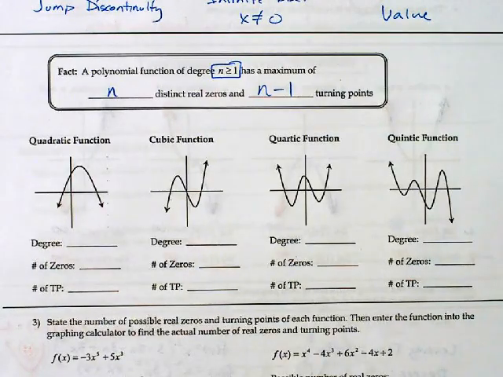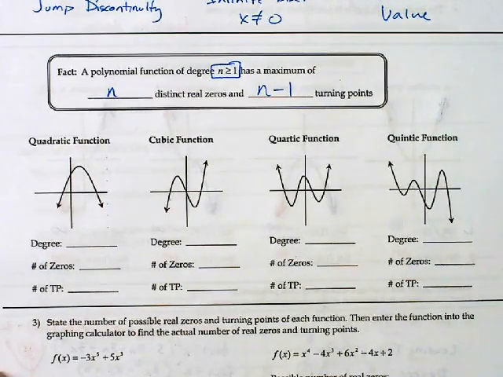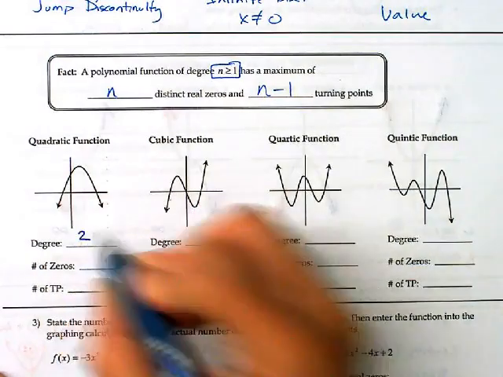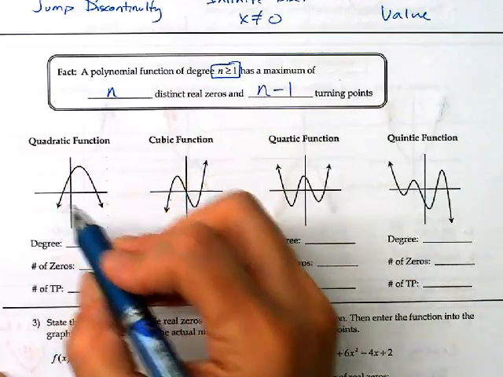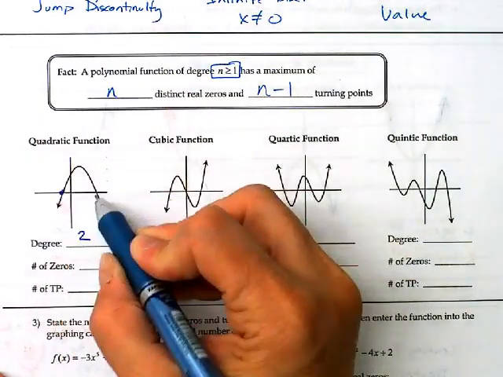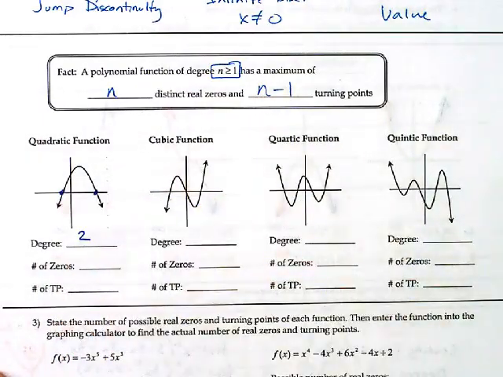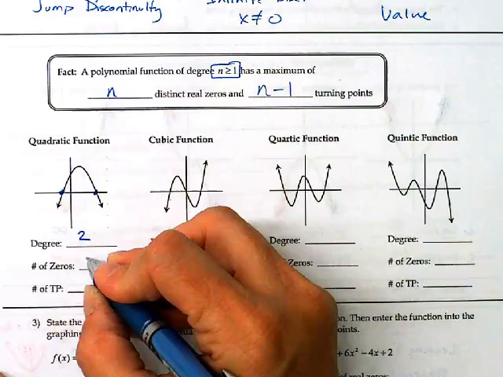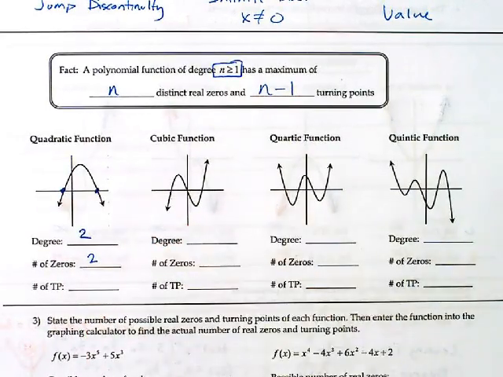So let's think about a quadratic function. We know that is degree 2. And the way that this particular function is drawn, yes, there are two distinct differently located x-intercepts of the graph, which means this quadratic function that I'm showing you does have two distinct real zeros. That's the most number of real zeros it could have.